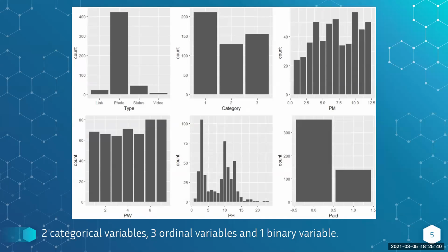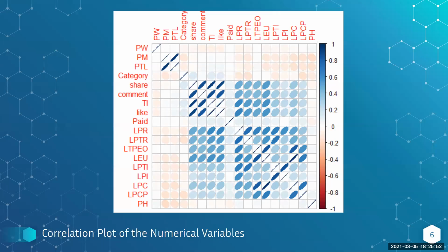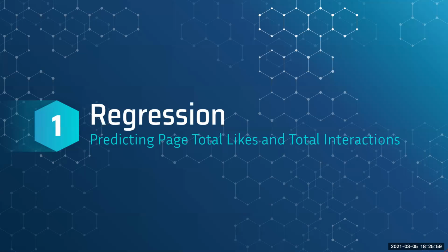We also have 2 categorical variables, which are type and category, 3 ordinal variables, which are post month, post week, post hour, and 1 binary variable, whether or not the post was paid. Here is a correlation plot of the numerical variables. And I will pass on for Ashish to begin discussing regression.